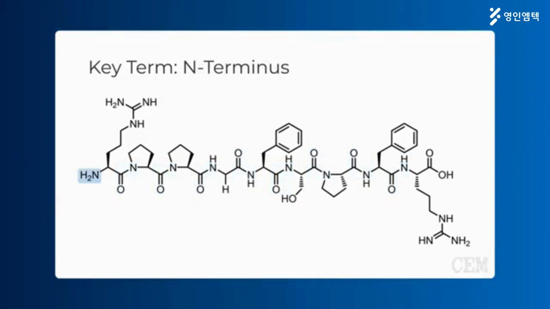The N-terminus of a peptide is the end of the amino acid chain that has a free amino group, NH2. It is typically written on the left side of a peptide sequence. The C-terminus of a peptide is the end of the amino acid chain that has a free carboxyl group. It is typically written on the right side of a peptide sequence.